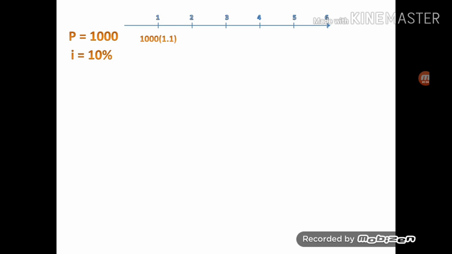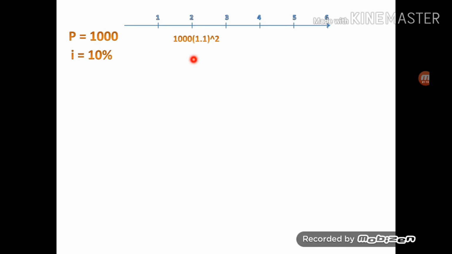So we can write that the amount of money at the end of the first period will be 1,000 times 1.1. And at the end of the second period, this amount of money will earn another 10%. So we will multiply this amount again by another 1.1, so we get 1.1 squared.